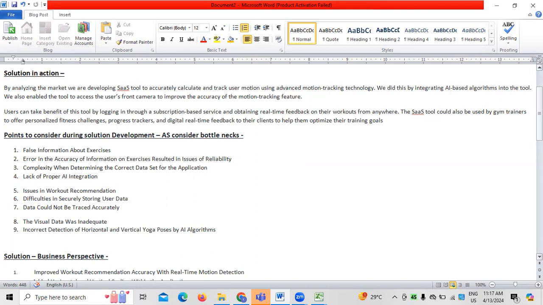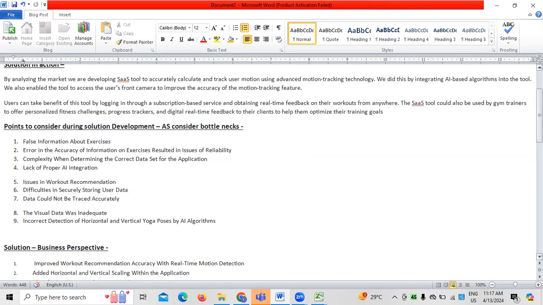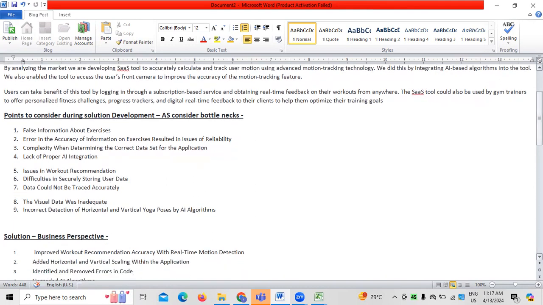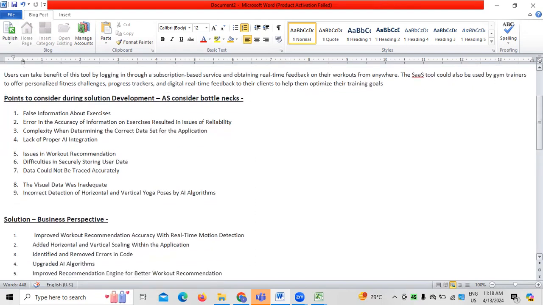Next, issues in the workload recommendations. Followed by this, what are the difficulties in securely storing the user data? At the same time, making sure of tracing the data accurately. The visualization of data we want to show must be adequate, maybe it may be inadequate, right? Then incorrect detection of poses, either horizontal or vertical poses, by AI algorithms. These are all the bottlenecks to be considered when you are developing any kind of solution.